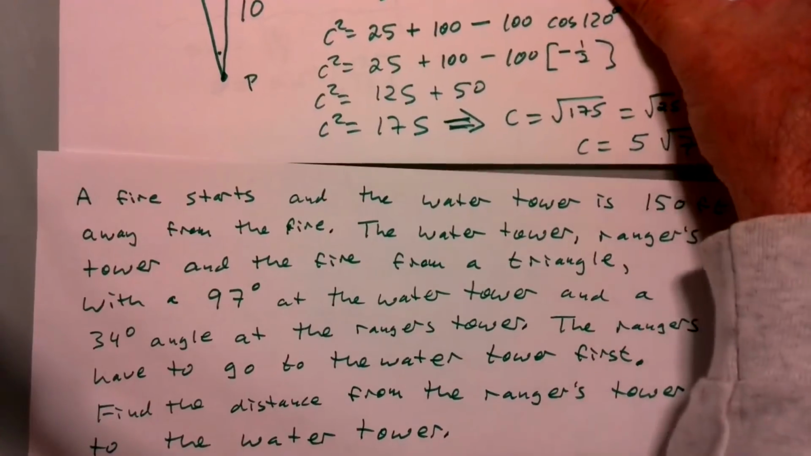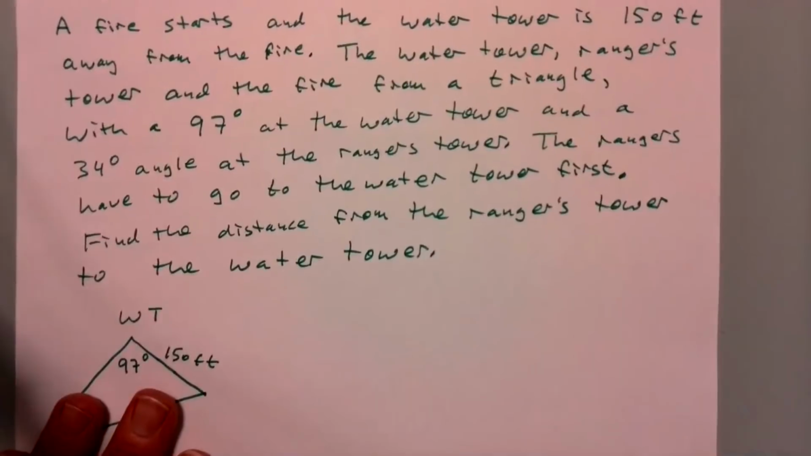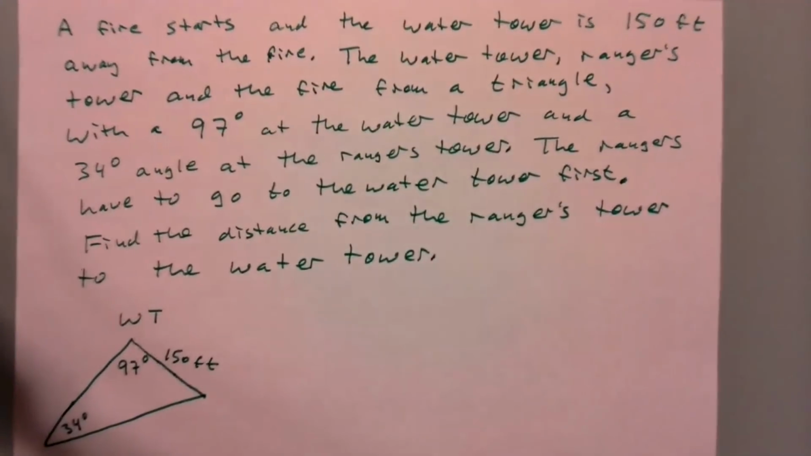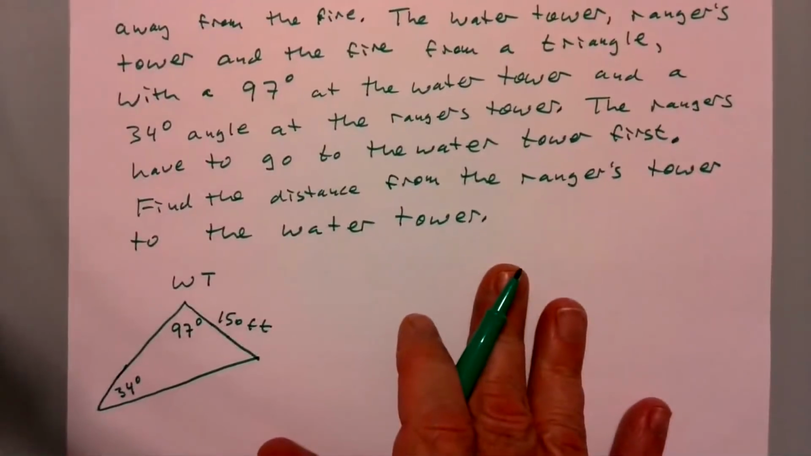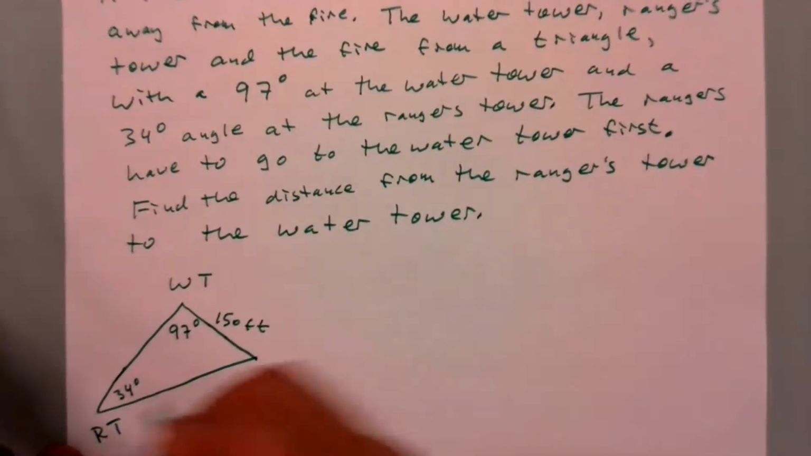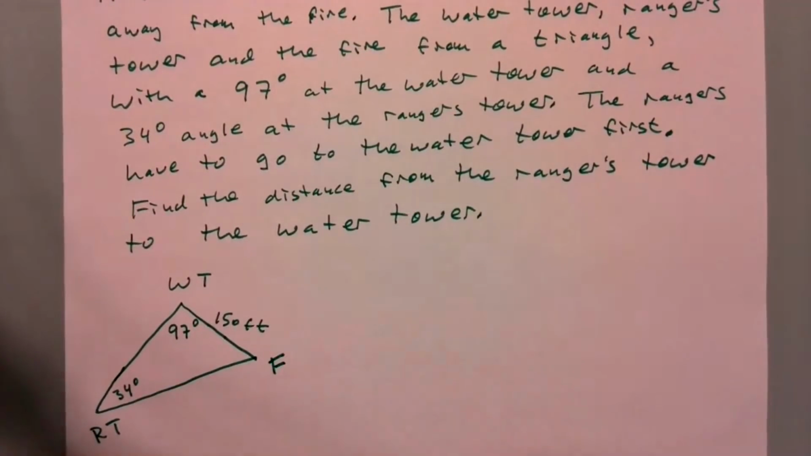So let's take a look at a picture. Ranger's tower is where? This is the ranger's tower down in this corner. And this is the fire. So we want to find the distance from the ranger's tower to the water tower, so that will be C.